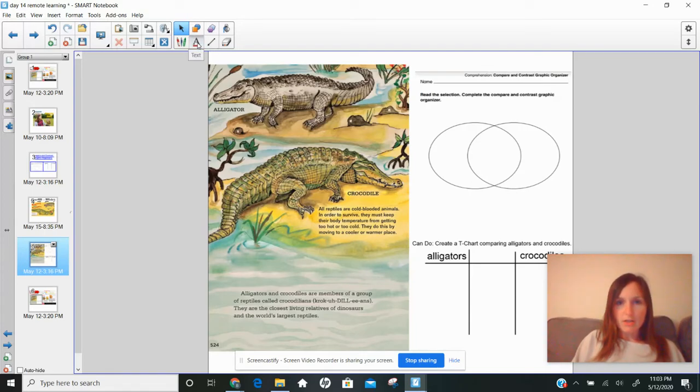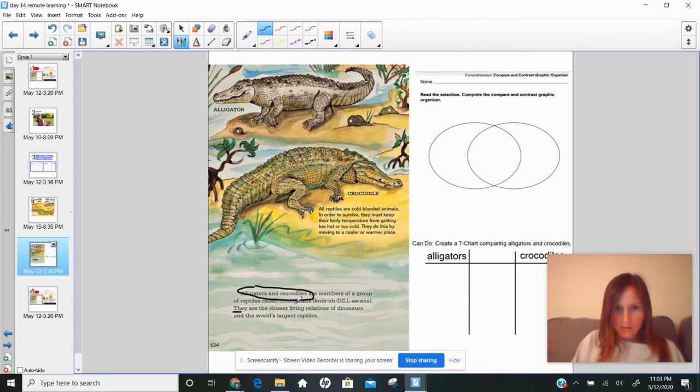So over here, I noticed this is talking about them both. It has the clue word here that it says they are the closest, right? So it's talking about both of them. It says that both alligators and crocodiles are the members, so they're both part of that. So this is things that they would have in common. So if we're looking over here in the graphic organizer of the Venn diagram, I'm going to write it in the middle because it's what they both are. So I can say that they're both reptiles.